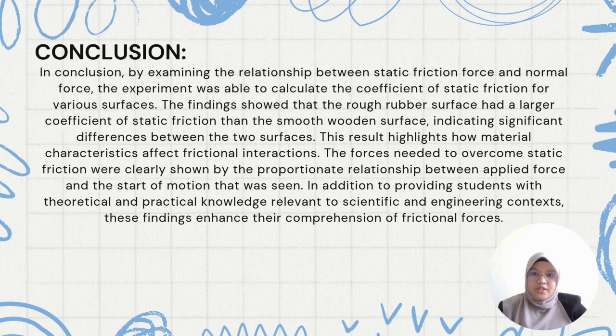So, in conclusion, by examining the relationship between static friction force and normal force, the experiment was able to calculate the coefficient of static friction for various surfaces. The findings showed that the rough rubber surface had a larger coefficient of static friction than the smooth wooden surface, indicating significant differences between the two surfaces. This result highlights how material characteristics affect frictional interactions.